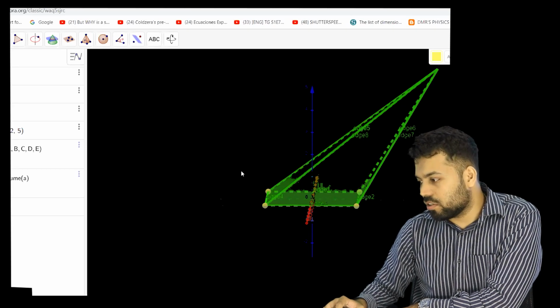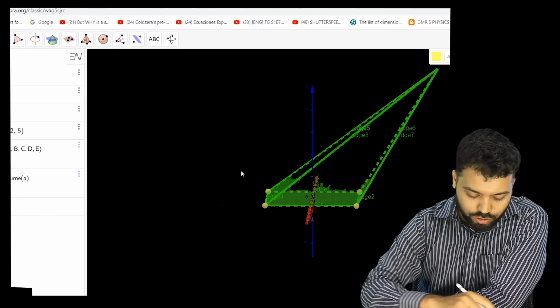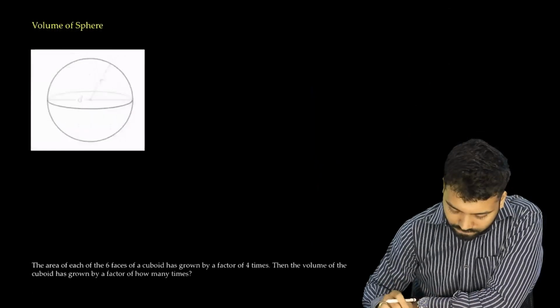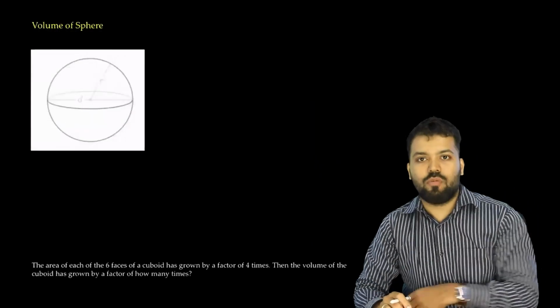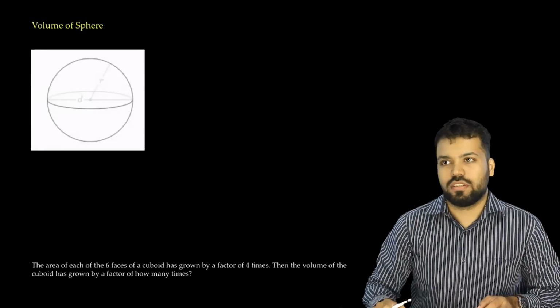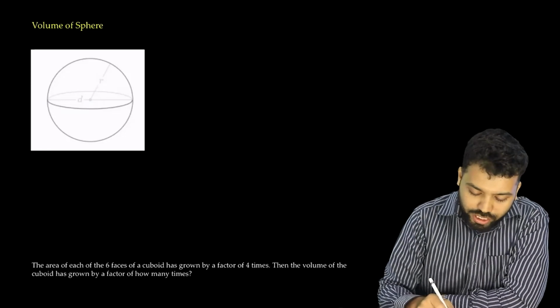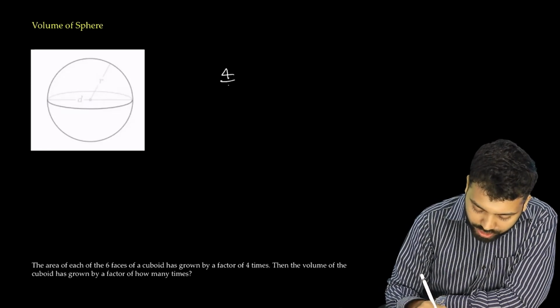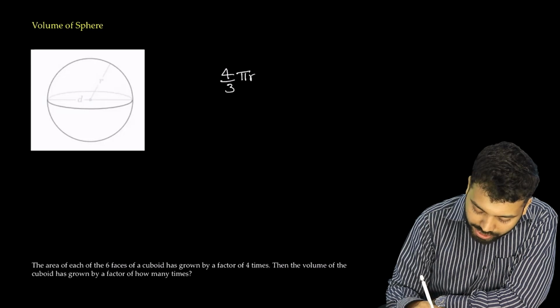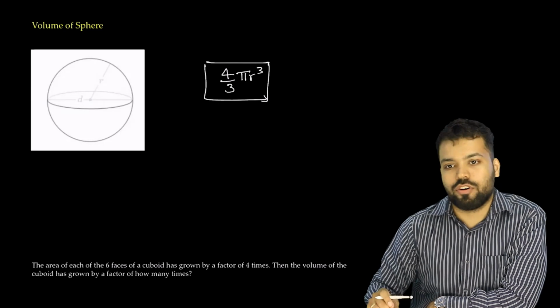Okay, so I'll stop sharing and we'll go to the volume of a sphere. I think everyone knows this formula. What is the formula for the volume of a sphere? Can someone tell me? 4 by 3 pi r cubed. Yeah, 4 by 3 pi r cubed. Again, we can prove this using integration, but for now, we'll take it for granted.